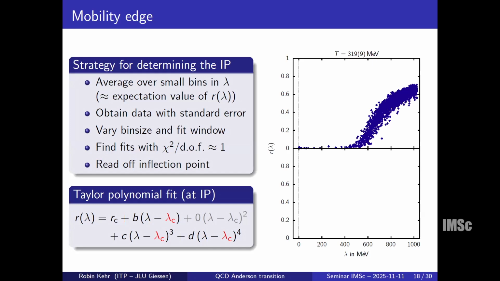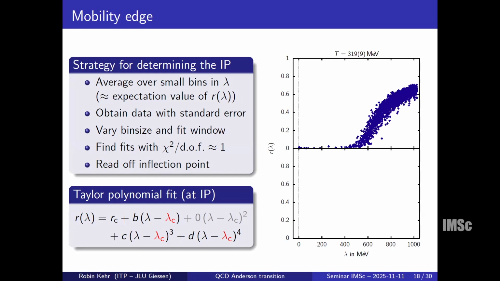Okay, let me briefly explain how we extract the inflection point. Here we get some scattering, so it's natural to perform a binning. Basically we compute the expectation value of R of lambda such that we obtain data with standard errors as usual in Lattice. Then we vary the bin size and fit window in order to get good fits with a chi-square as close as possible to 1.